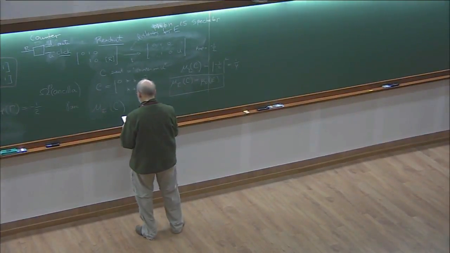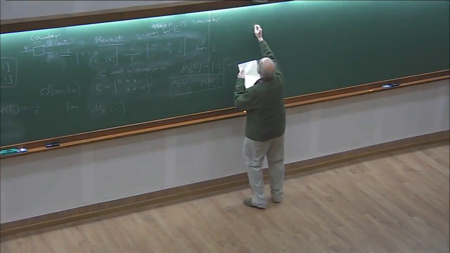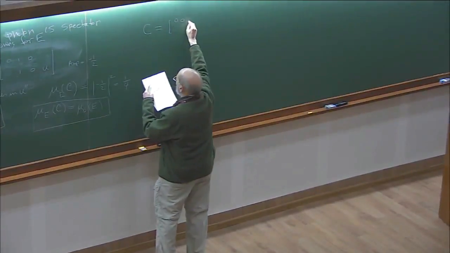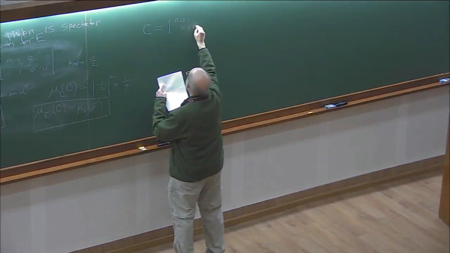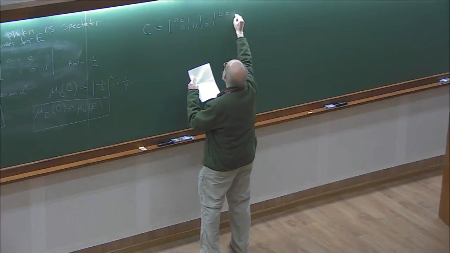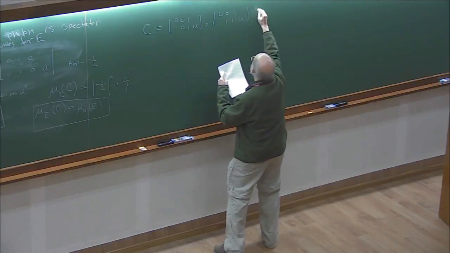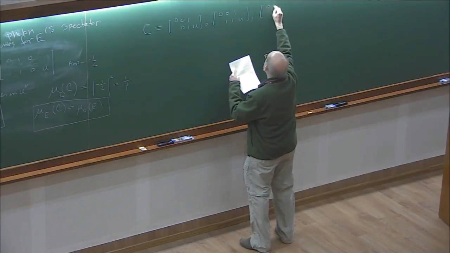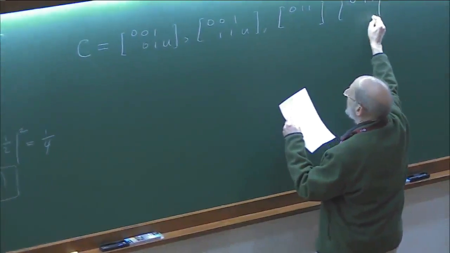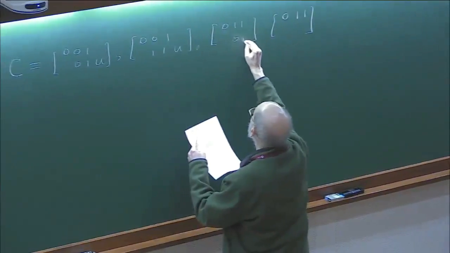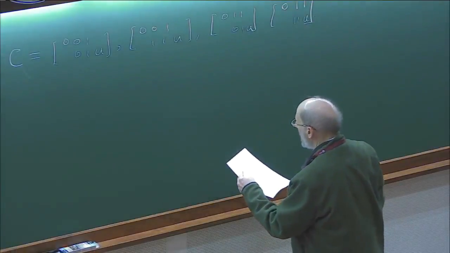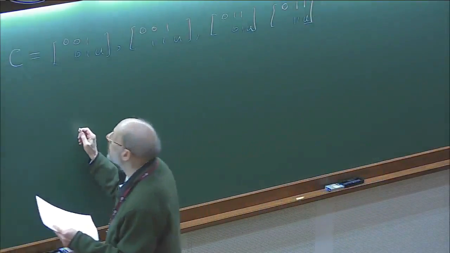This event C consists, in this case, of four histories. This may help also to illustrate: 0, 0, 1, 1, 1 here. 0, 1, 1, 0, 1. Probably some people can't see this, but 0, 1, U, and 1, 1, U. It turns out all four have the same amplitude.